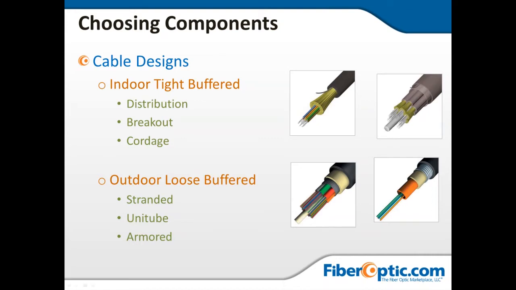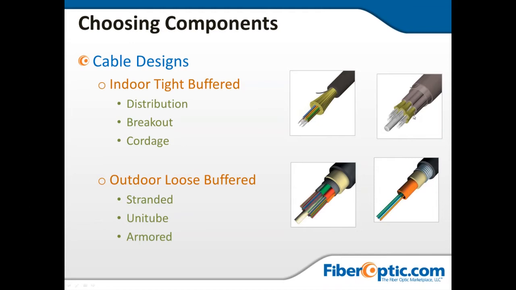Distribution is a bunch of 900 micron tight buffered fibers, and I'll put my arrow on it here, just packed together in one design, often used as the building riser cable. Hence the word distribution, the cable that is used to distribute, say, the fiber throughout the building in the case of a commercial building.